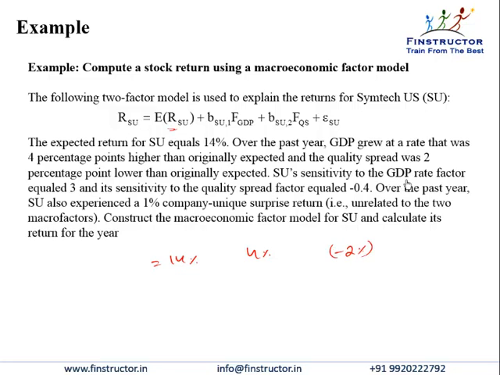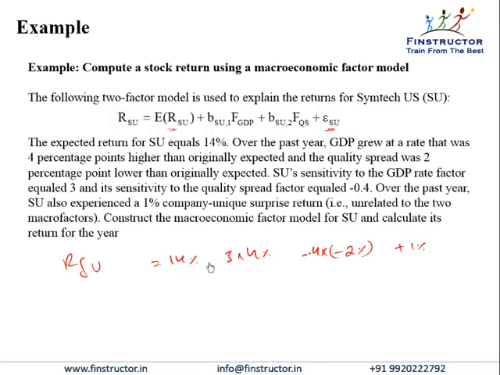Sensitivity to the GDP rate factor is 3 and sensitivity to the quality factor is minus 0.4. So as the spread decreases, the return increases. As the spread increases, the return decreases. Over the past year, Simtech also experienced a 1% company-unique surprise. So the unique surprise, please note, gets added in the macroeconomic factors. There are factor returns and there is idiosyncratic risk as always. So that is given to be 1%. Construct the macroeconomic factor model for Simtech and calculate its return for the year.